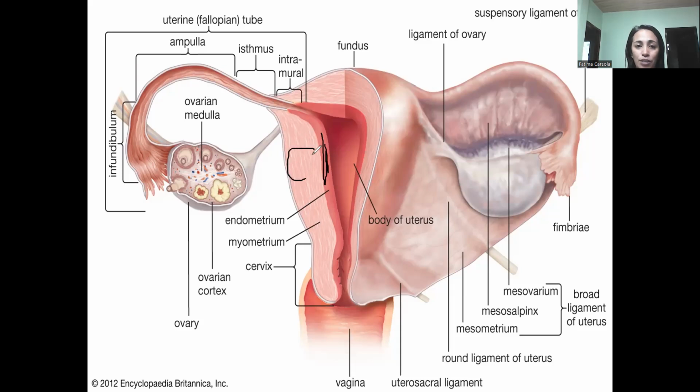This is also your myometrium. The uterus is called an organ for contraction because the myometrium is the one that is actively contracting during labor. And the perimetrium is here, the one that is attached to your ligaments, okay?